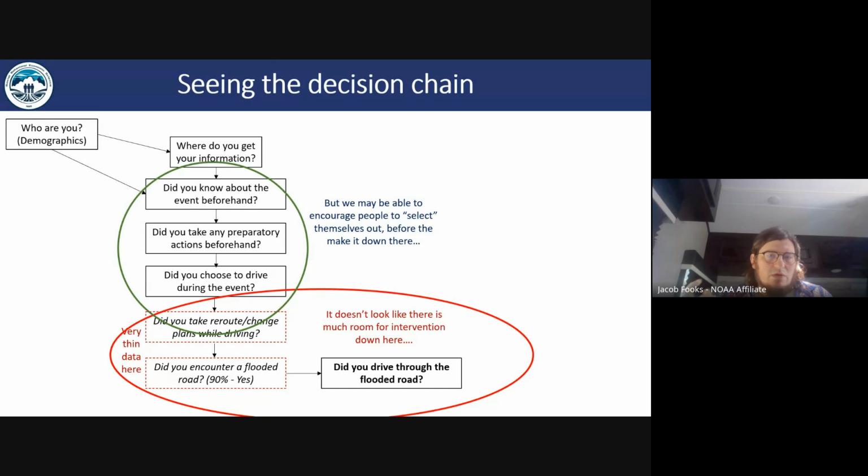But we may be able to encourage people to select themselves out of the chain, right? There are opportunities for intervention up above them, further up the chain, that there is room to intervene and keep them from getting to that last choice, by which point there's really not much of an opportunity for intervention. Okay, next slide.